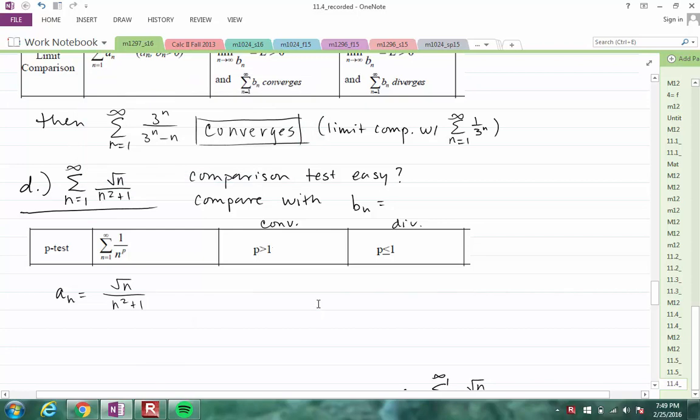We're on section 11.4, comparison tests. This is example 1D. We've got the series of square root of n over n squared plus 1. So comparison test, that's potentially something we could use. We also have a limit comparison that I've introduced to you at this point.